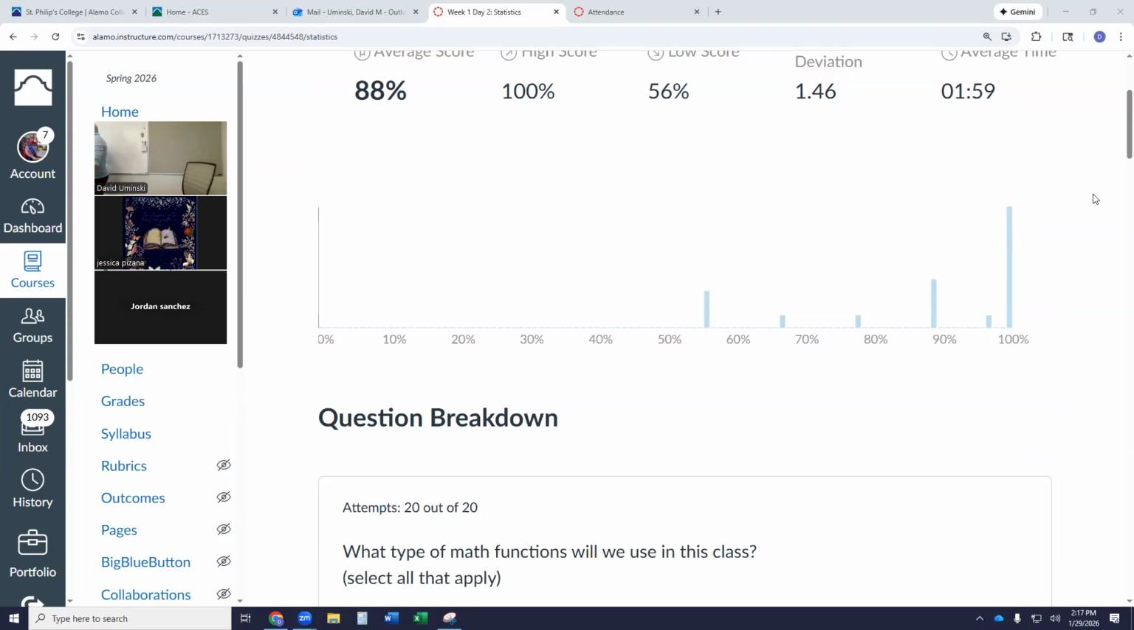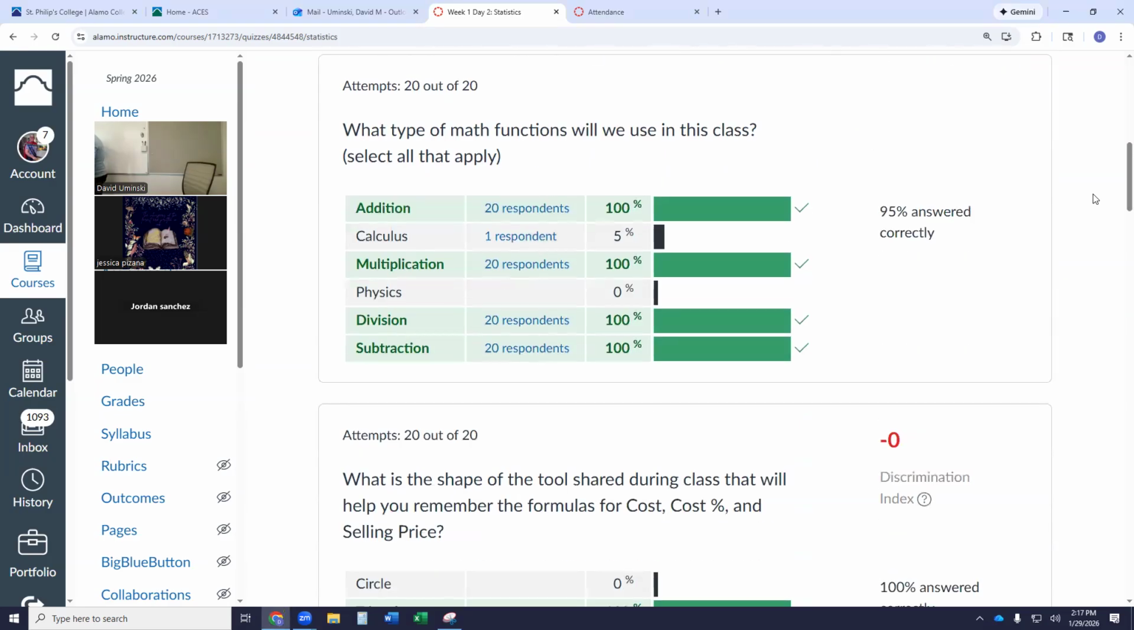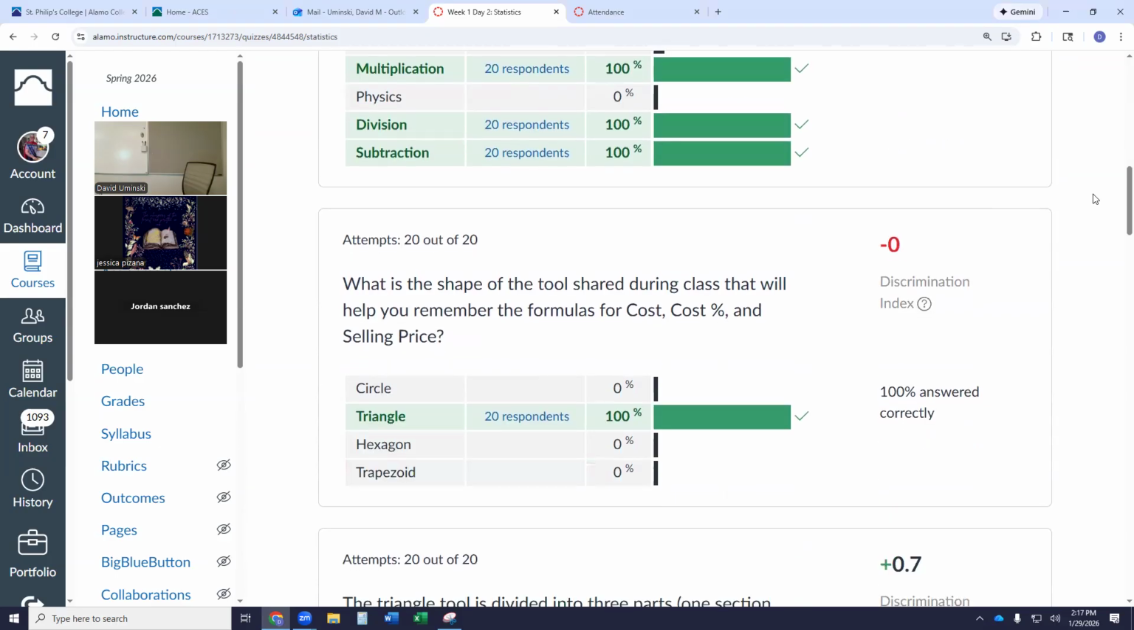Okay. So we are doing addition, multiplication, division, and subtraction. Okay, good. I'm glad nobody said physics, but we are definitely not doing calculus in this class. All right.